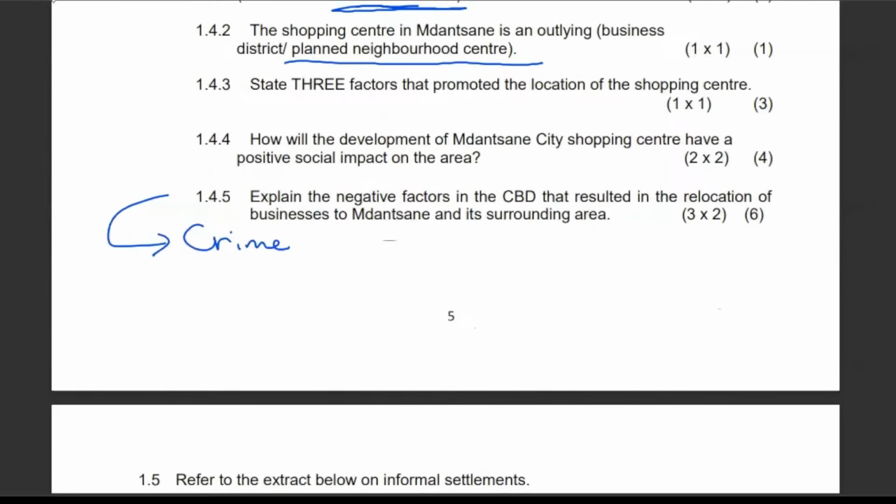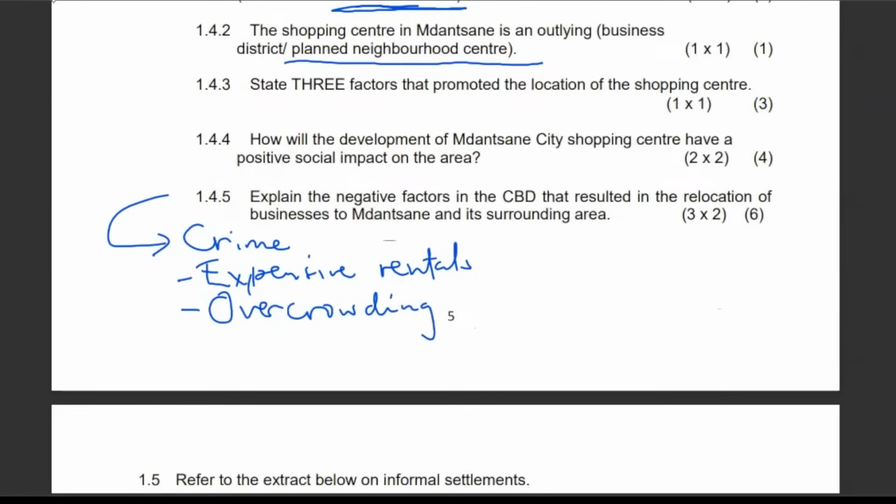So crime is very high, and also we can talk of expensive rentals. In the CBD, the land values are high, such that the rentals are also high for the business. So it becomes a negative implication for the business. Aspects like overcrowding. The CBD is overcrowded. There are lots of people there in the CBD. It's not conducive to do business in the CBD because it's overcrowded.